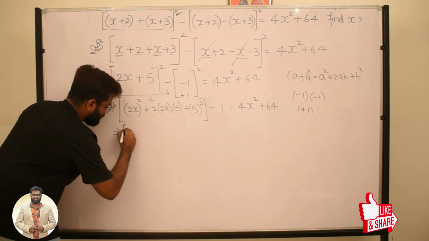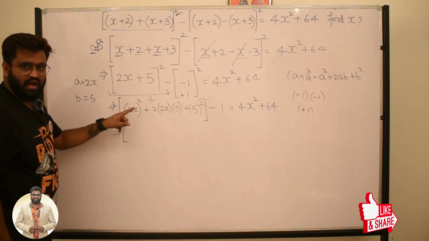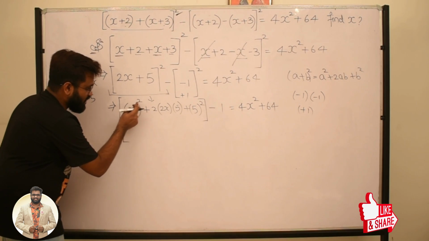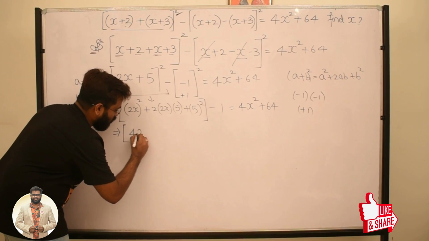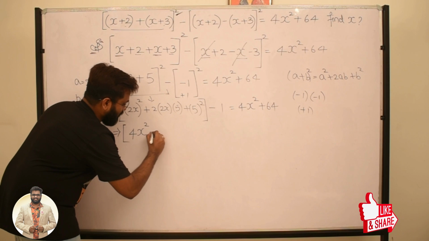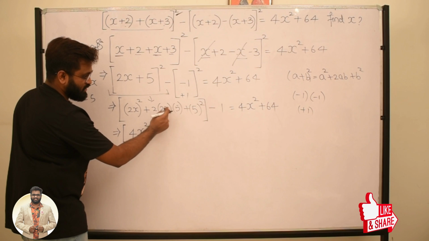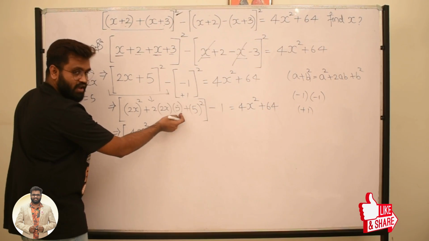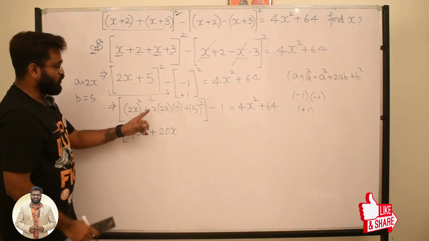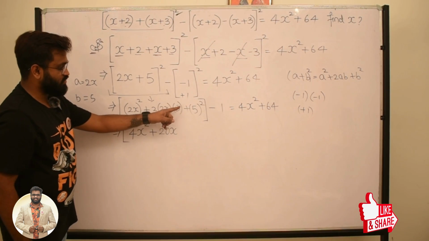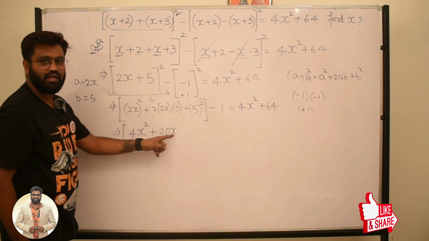How will I do it? What is (2x)²? The square is for 2 and x, so I have to square the numerical and the variable also. What happens? 2 squared is 4, so 4x² plus 2 into 2 is 4, 4 into x is 4x. What is 4x into 5? 5 4s are 20, that is 20x. I repeat, 2 2s are 4, 4 5s are 20. The numerical has been multiplied and x is multiplied, so it is 20x.